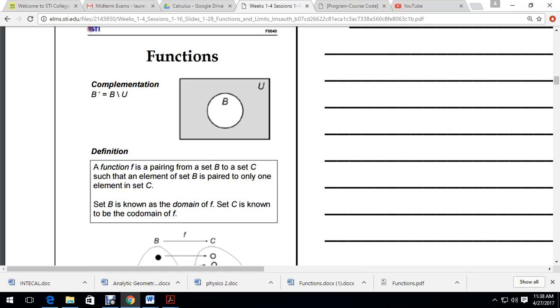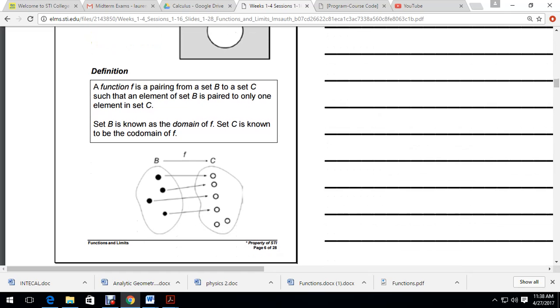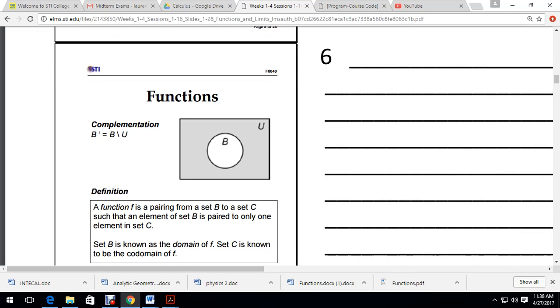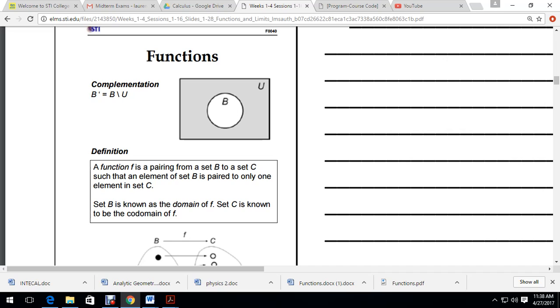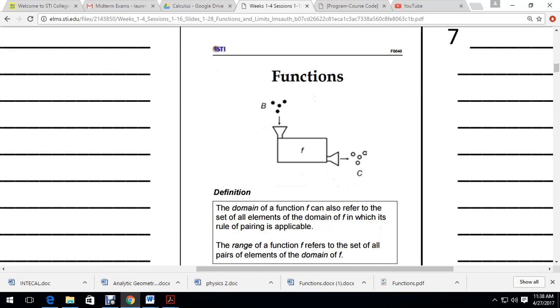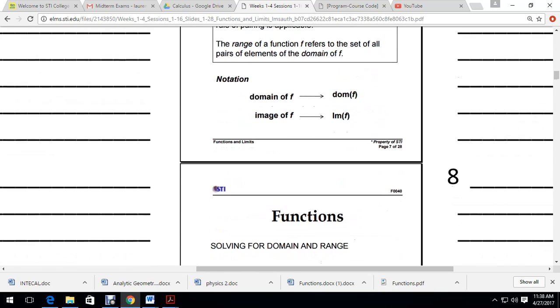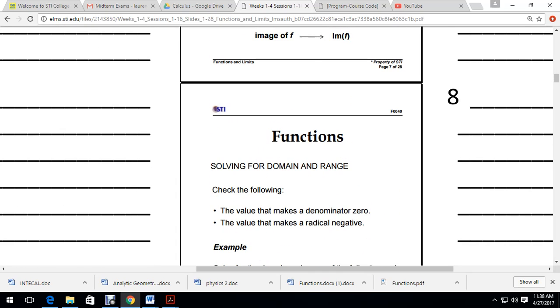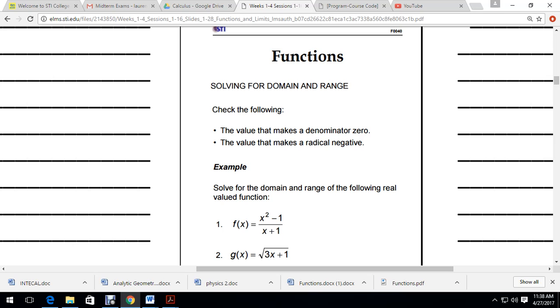Okay, so what you see here now is the student handout. What is discussed here is also what was discussed earlier on the definition of a function. Now let's check out the further definitions of the domain and the range.